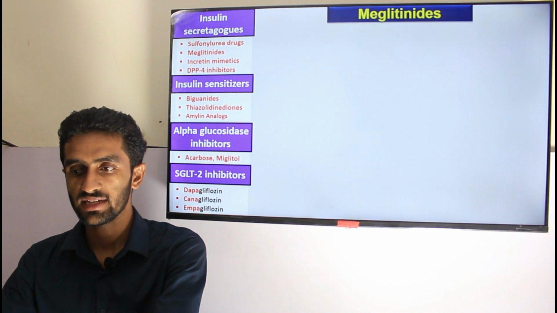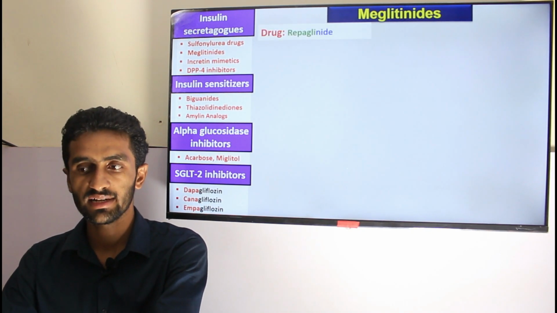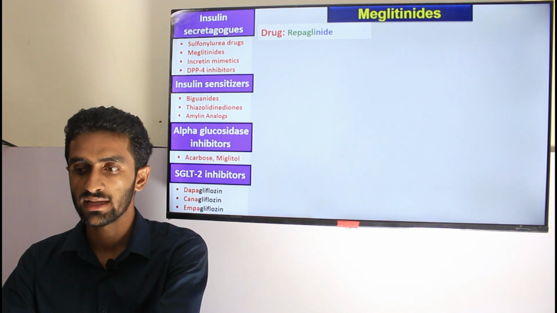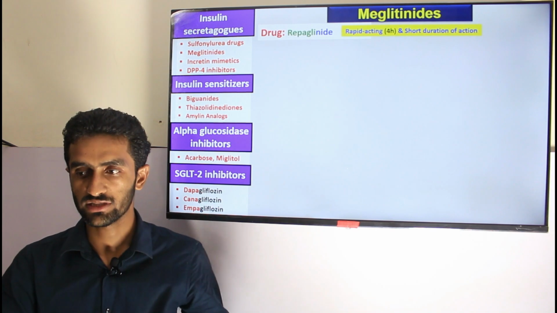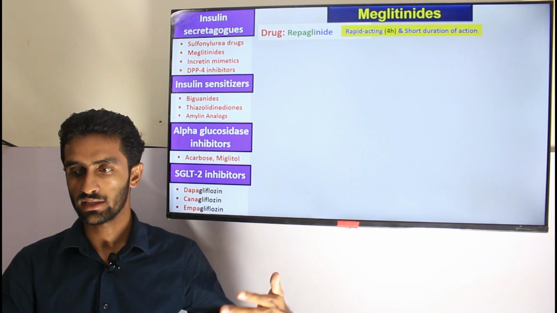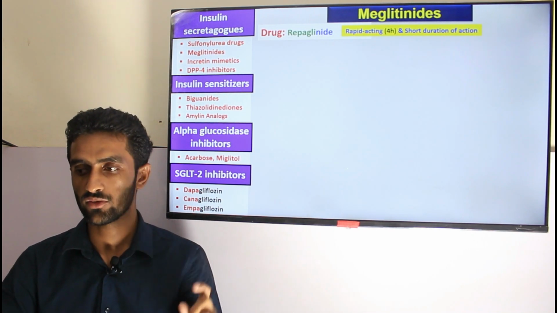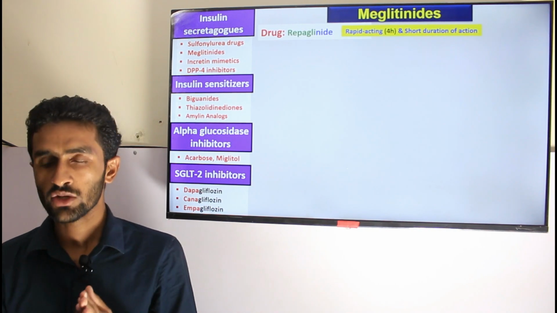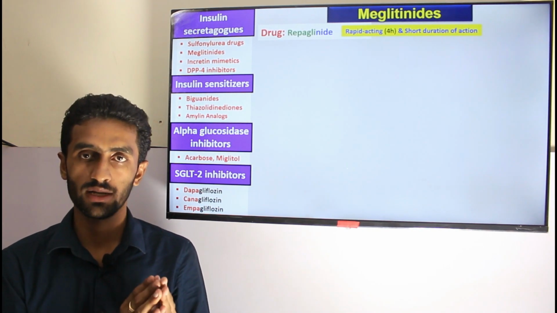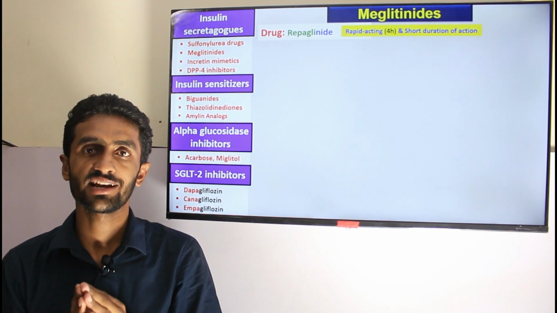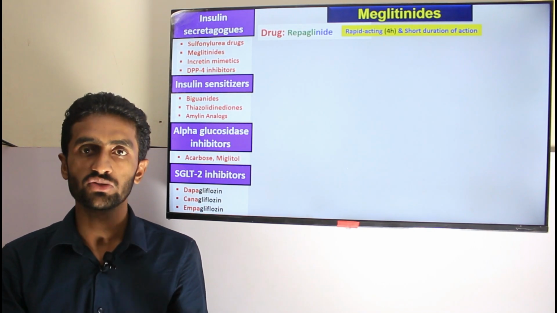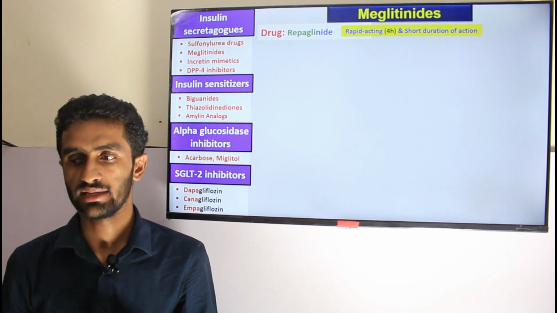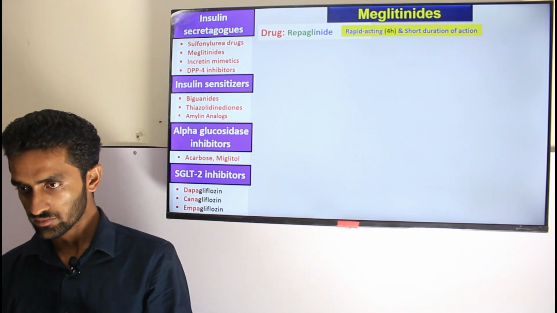Let's look at the meglitinides. Of the meglitinides, only one drug is considerable, that is repaglinide. This is rapid acting as compared to sulfonylurea; its half-life is only 4 hours and there is a short duration of action. So this is taken prior to the meal. I consider it a pocket drug: whenever someone goes for a meal, he should take the repaglinide.